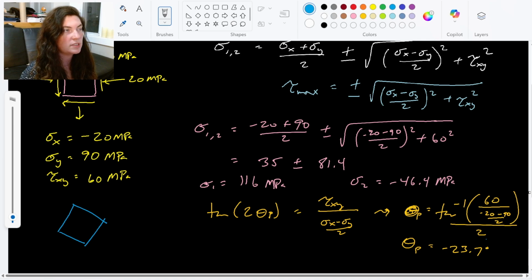This negative 23.7 degrees tells me that I'm rotating clockwise down, right? I'm rotating negative. Here's my original X and Y. Here I've rotated down to X prime and Y prime. My maximum normal stress here occurs when this angle is 23.7 degrees. It's rotated down from our X clockwise at 23.7 degrees.